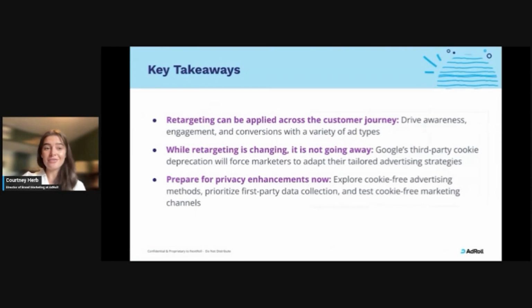Retargeting is changing for certain, but it's not going away. So Google's third-party cookie plans are going to force marketers to adapt a bit to update the ways that we have been retargeting for so long, but it doesn't mean that you can't retarget at all. It's just going to rely a little bit more on different methods, such as relying on first-party data utilization and on contextual targeting. And then finally, as any good marketer would do, prepare for these enhancements now. Look at cookie-free advertising methods. Prioritize your first-party data collection, which is important no matter what, and test out cookie-free marketing channels so when these changes do go into effect, you feel very prepared.